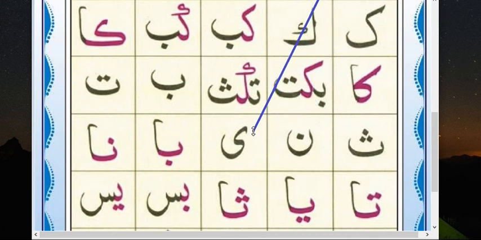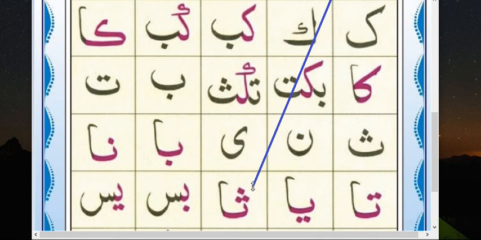Noon, Ya. This Ya has no dot downside. I told you sometimes Ya has 2 dots downside, sometimes Ya is empty. Ba, Alif. Ba, Alif. Noon, Alif. Ta, Alif. Ya, Alif.